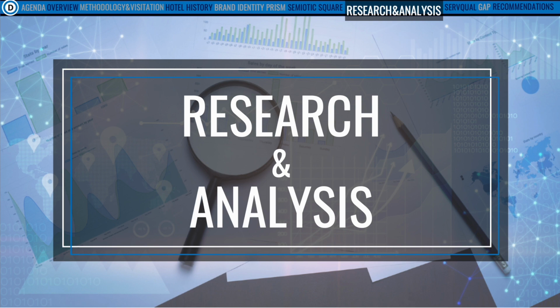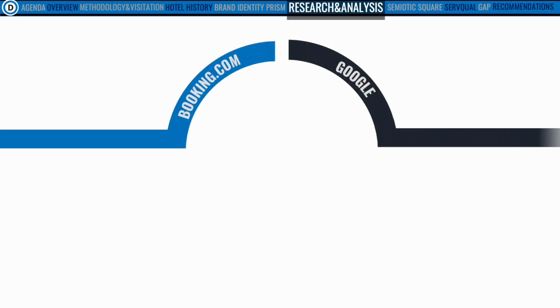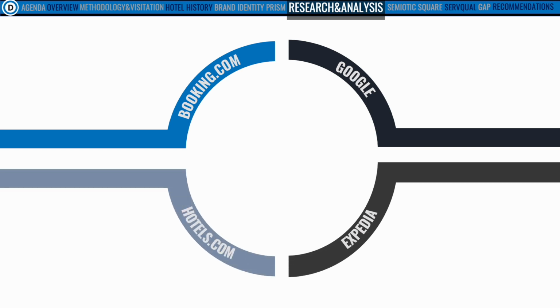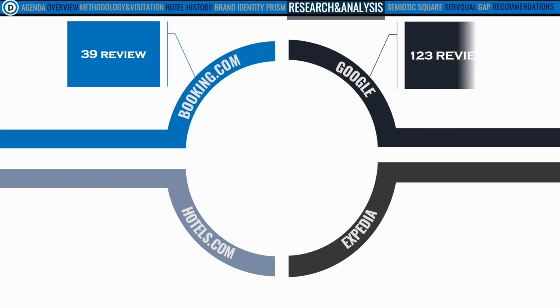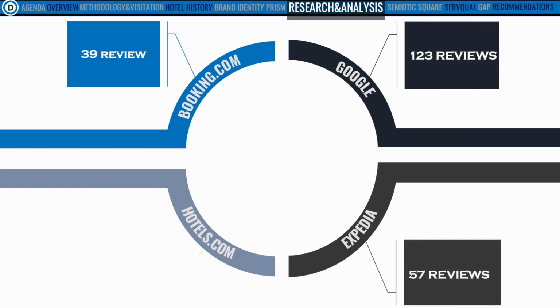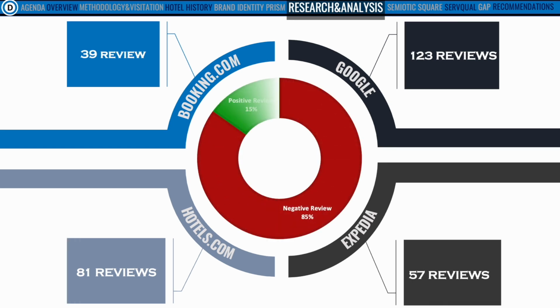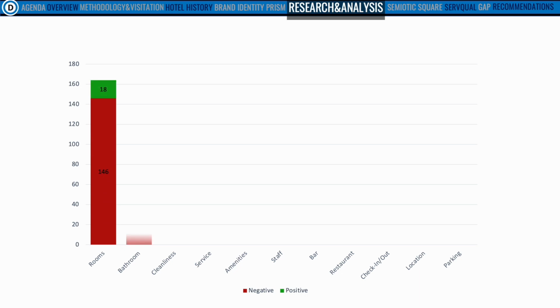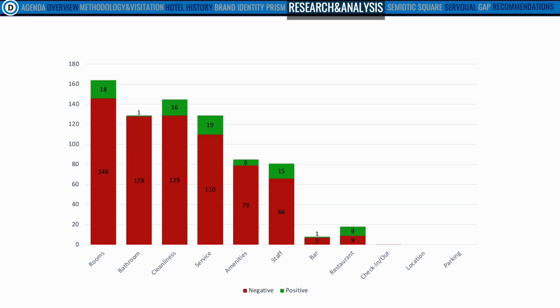Research and analysis. We analyzed around 300 customer reviews on several online platforms, including Booking.com, Google, Expedia, and Hotels.com. 85% of the reviews are negative and 15% are positive. The bar chart here shows the amount of positive and negative reviews of the subcategories that customers mention.